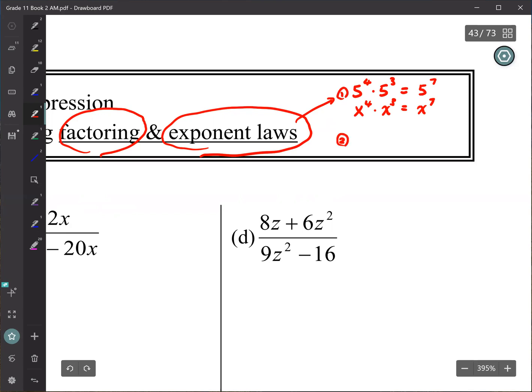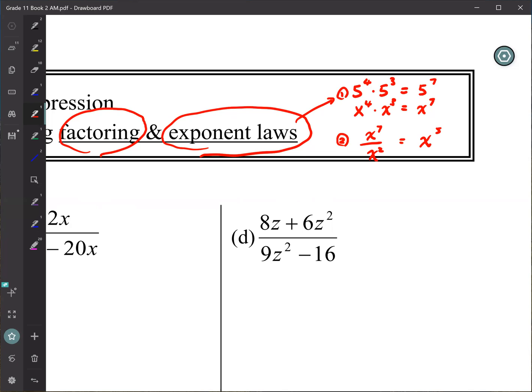The second rule that we will also be using is dividing. So let's say if I have x to the 7 divided by x to the 2, then when dividing you can reduce it, divide it away, so you subtract instead: x to the 5.